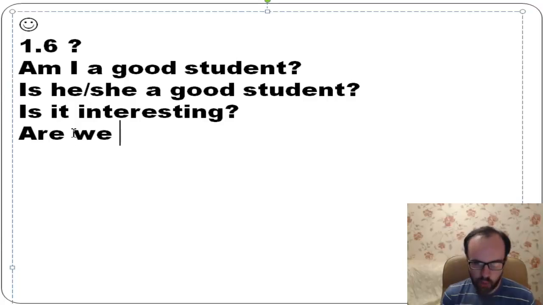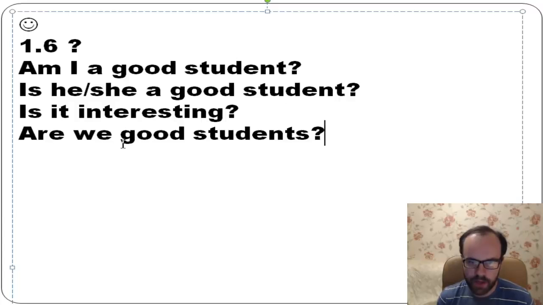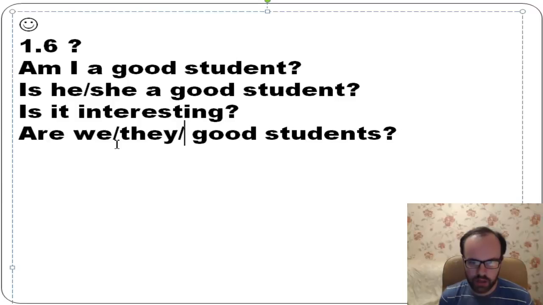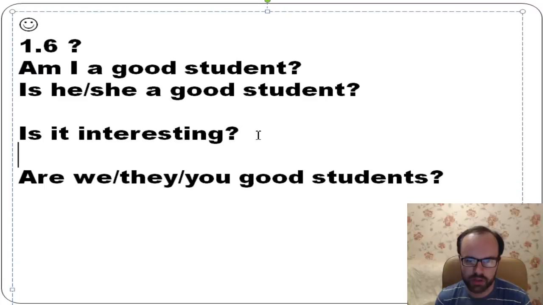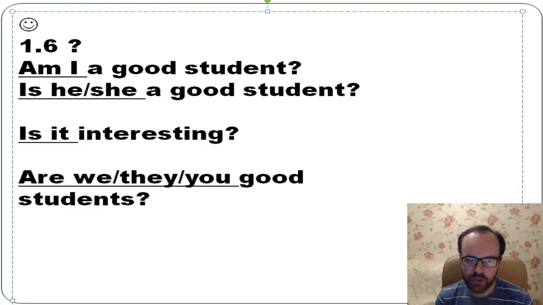Are we good students? Are they good students? Are you good students? So, am I a good student? Is he, she, and is it? For example, is he a good student? Is she a good student? Is it interesting? Are we, they, you? So, are we good students? Are they good students? Are you good students?